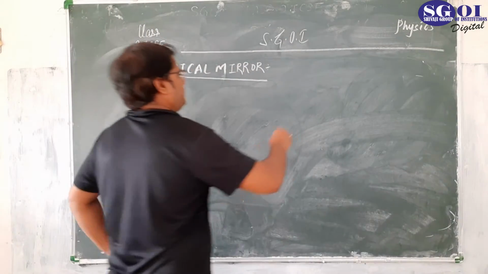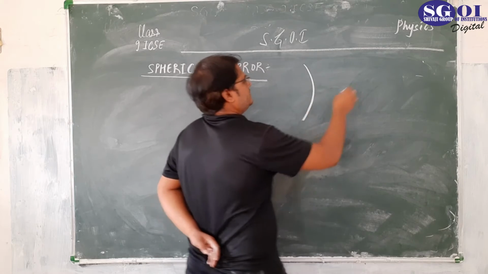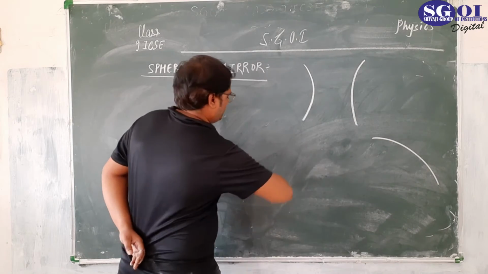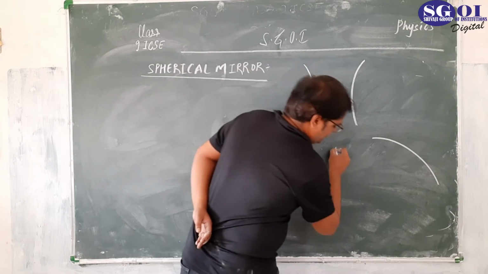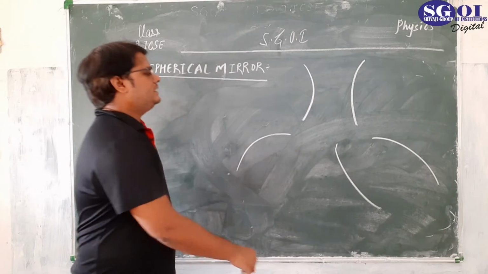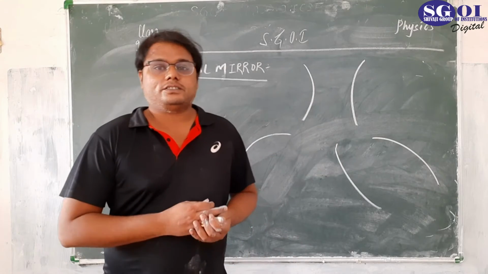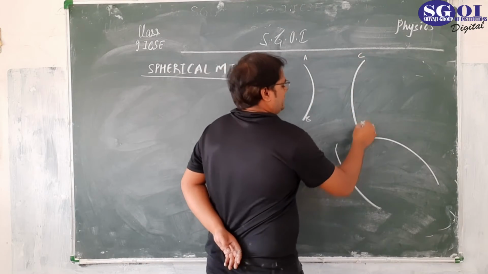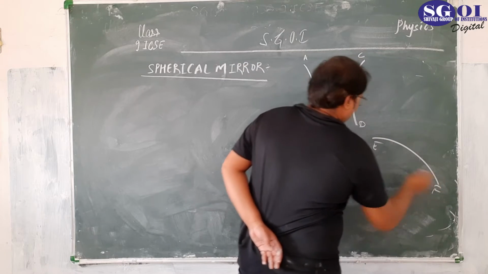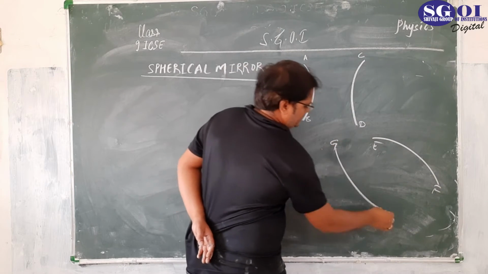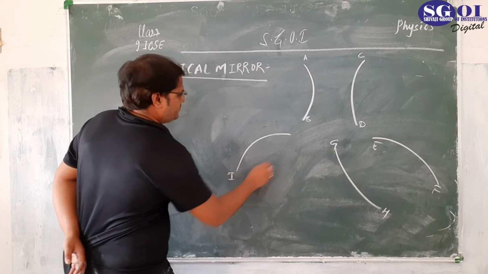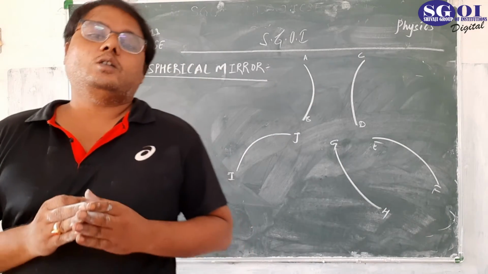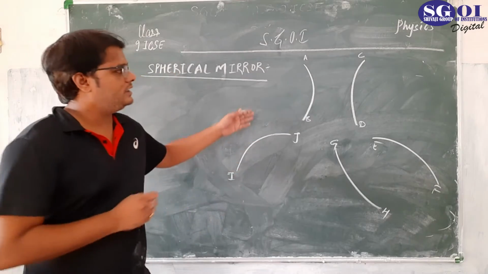I am making five surfaces. One is this, one is this, third is this one, fourth is this one, and fifth is this one, something like this. These are not mirrors yet because you have to polish them. This one is AB, call it CD, EF, GH, and IJ. Now we have to find the location of the center for all these surfaces.